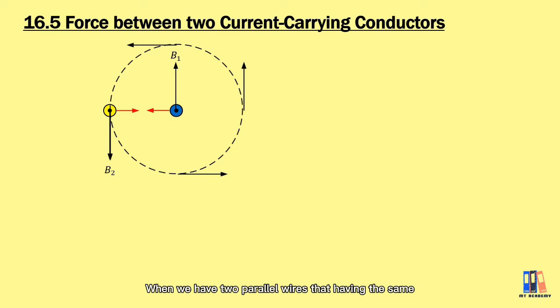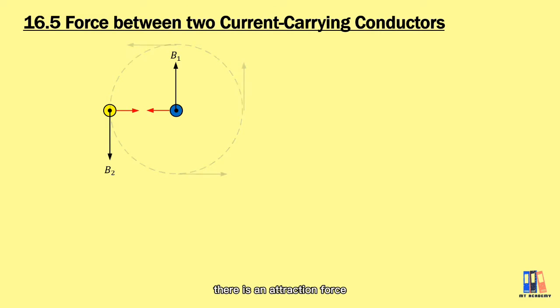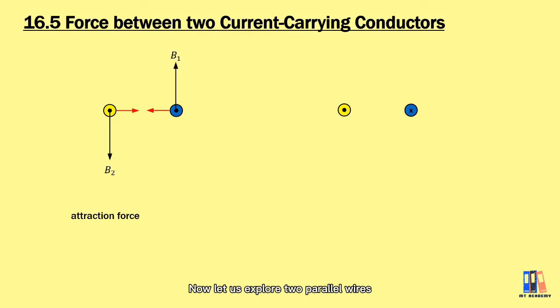So when we have two parallel wires with the same direction of current flow, an attraction force occurs between the two wires. Now let us explore two parallel wires having different directions of current flow. We are going to repeat the same steps. The magnetic field acting on the blue wire will be in the upward direction. And when you apply Fleming's left-hand rule, the force acting on the blue wire is to the right.